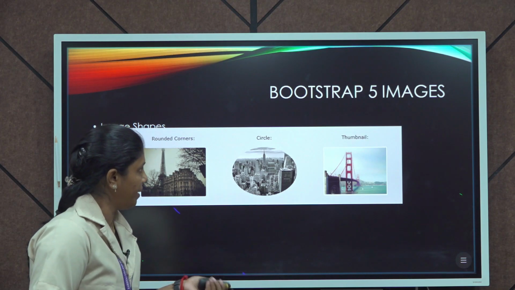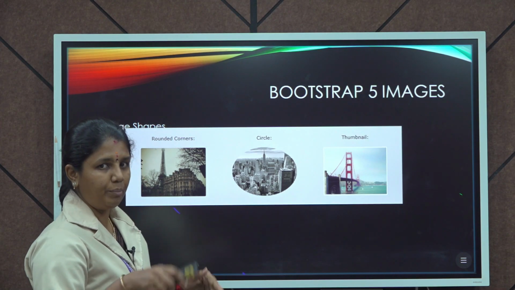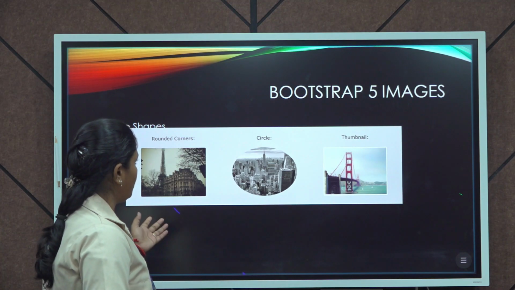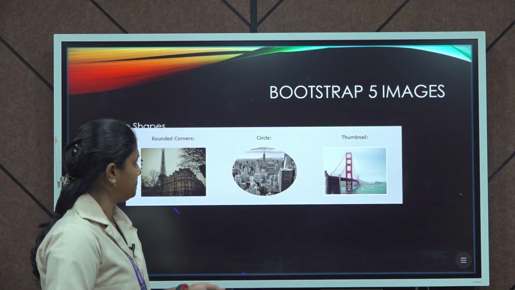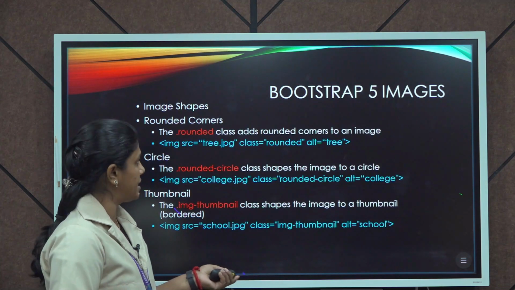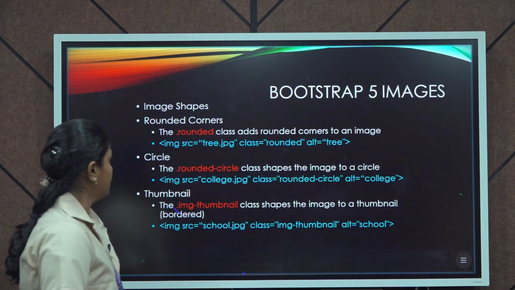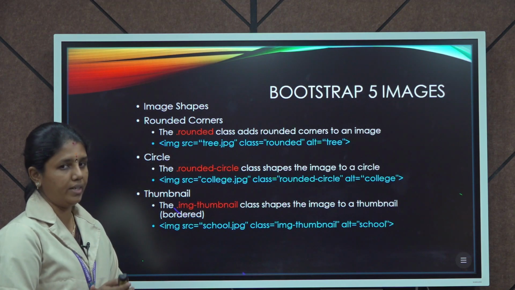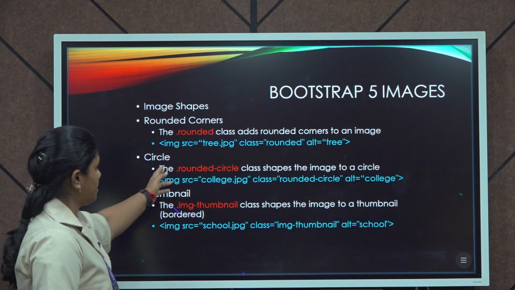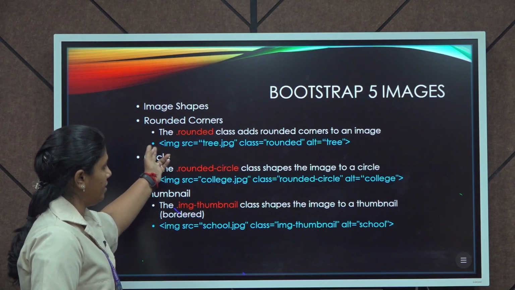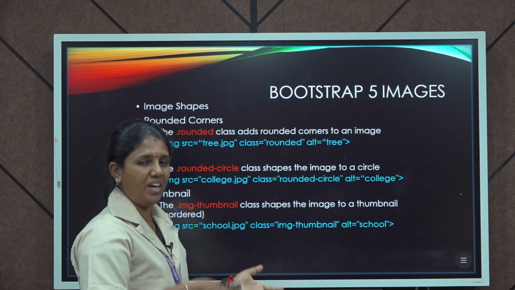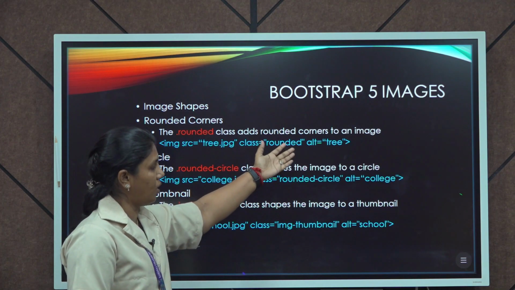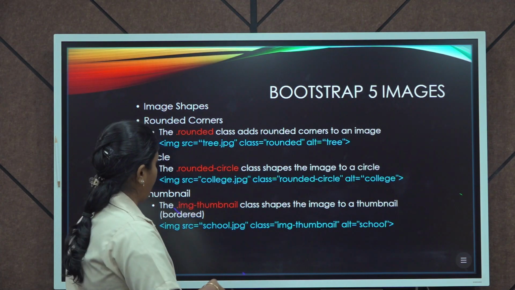And these are the images with thumbnail, Bootstrap rounded corners, circle, thumbnail. We are using Bootstrap 5 images, and this is an HTML code for inserting an image: img src tree.jpeg, the image stored on the desktop with its image name, and class is equal to rounded-all tree. Then how will it appear? It will appear like this.